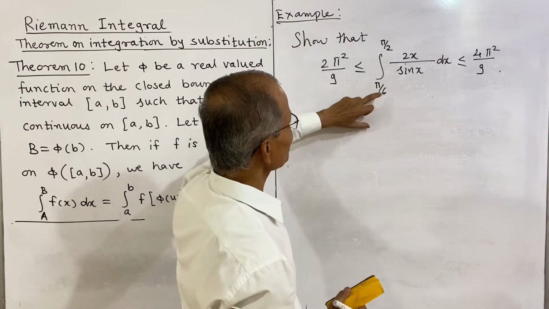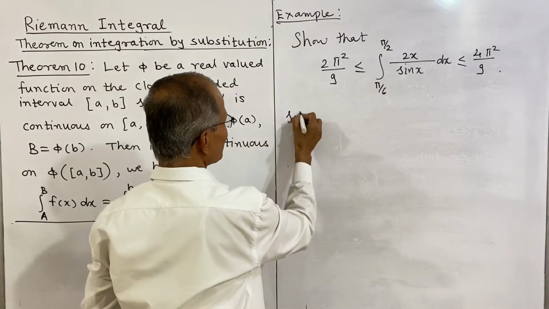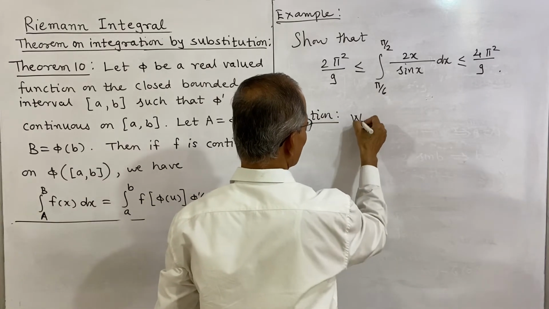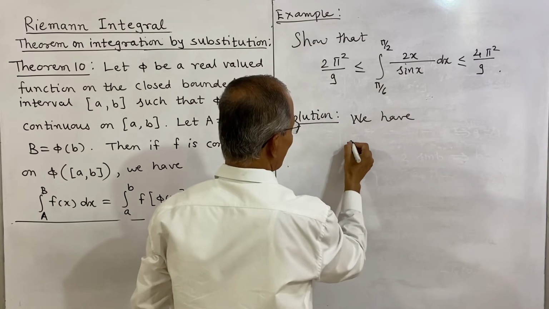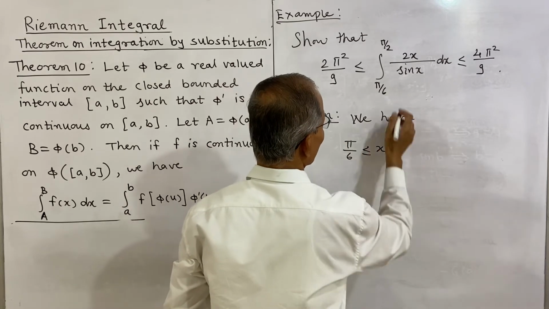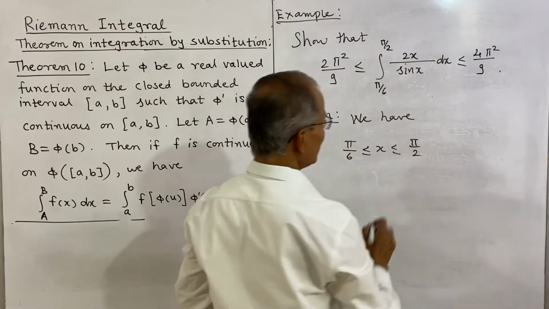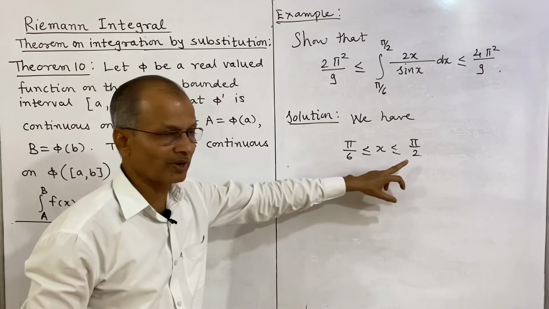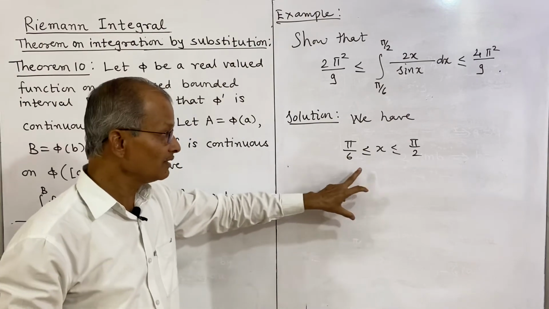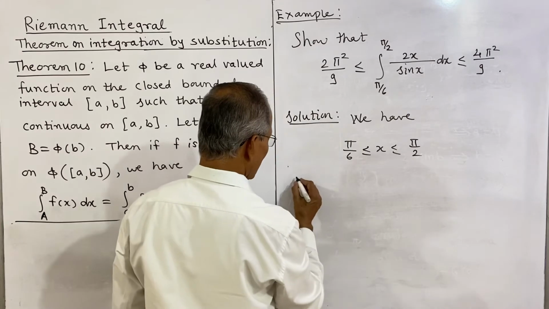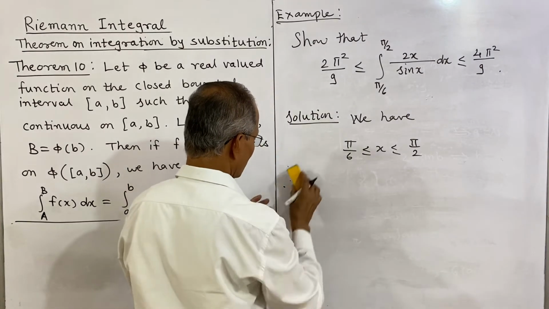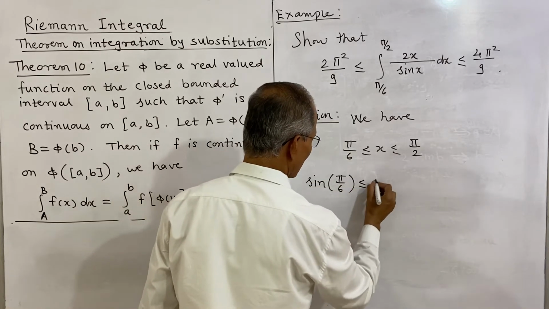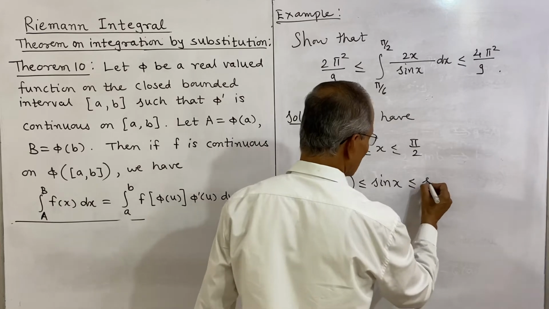We can consider x between this range. So, the solution for this is, let here we have x between pi by 6 to pi by 2. We shall take the sine ratio throughout, and because sine function is increasing in pi by 6 to pi by 2, therefore we can write sine pi by 6 is less than or equal to sine x is less than or equal to sine pi by 2.